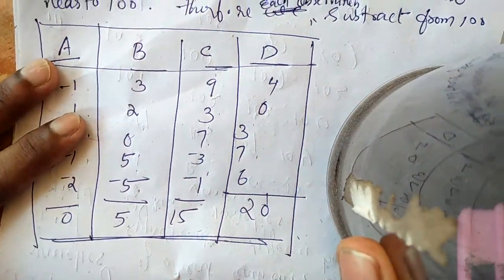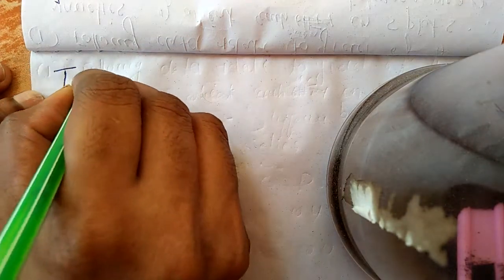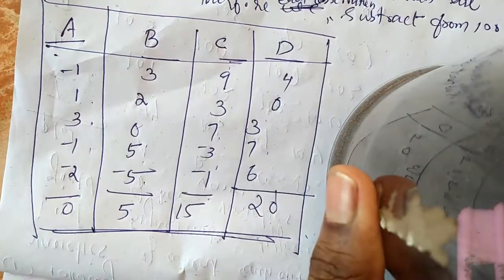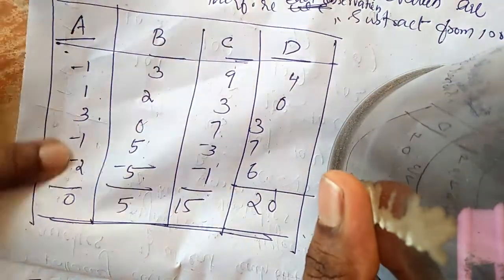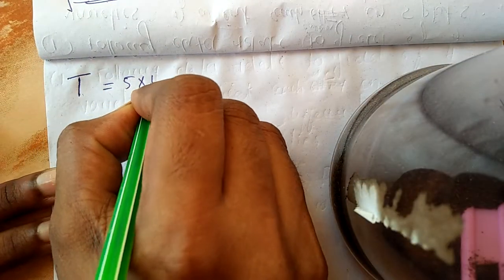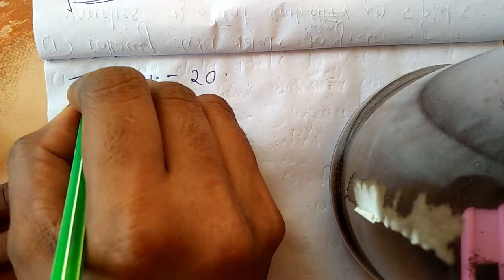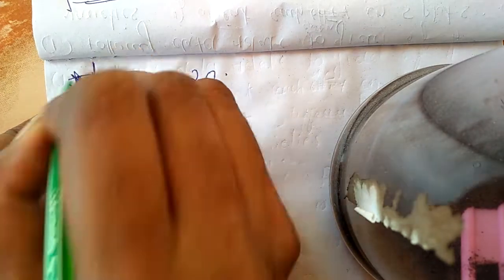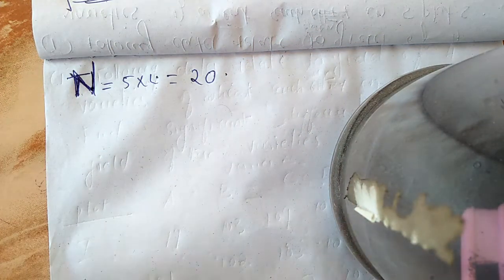In one-way classification, first I need to find N. N means the total number of observations. Otherwise, we can take the total number of columns times the total number of rows. The total number of columns is 4 and the total number of rows is 5. So N is 5 into 4, 20.